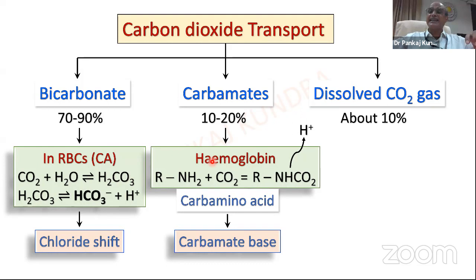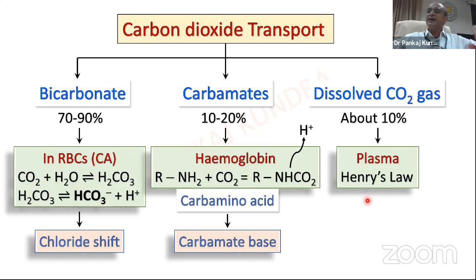So when a person is exercising, when the carbon dioxide accumulation or metabolic production is extremely high, this is the one which compensates to carry carbon dioxide to the alveoli, because the other route takes some time, and this intermediary reaction is not required for transportation of carbon dioxide in the form of carbamate base.